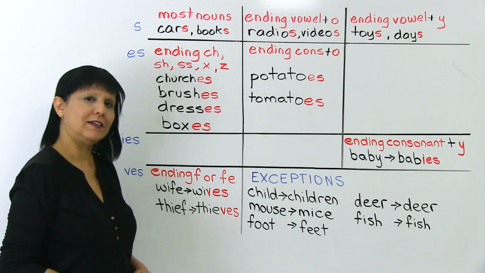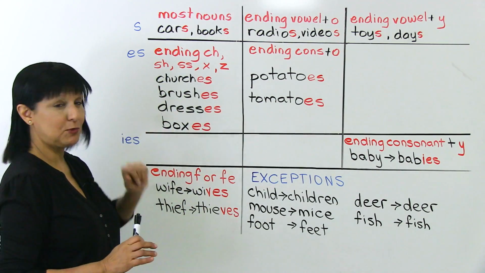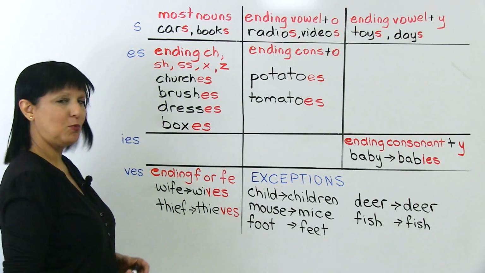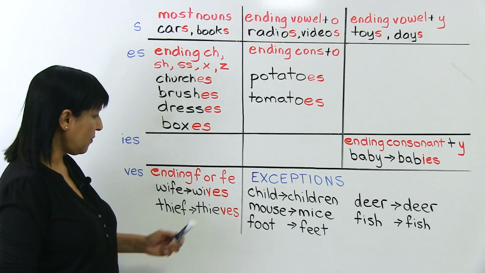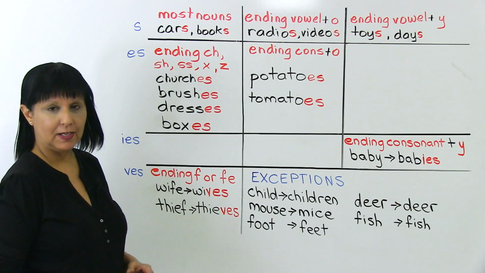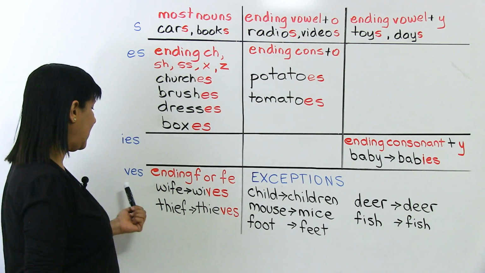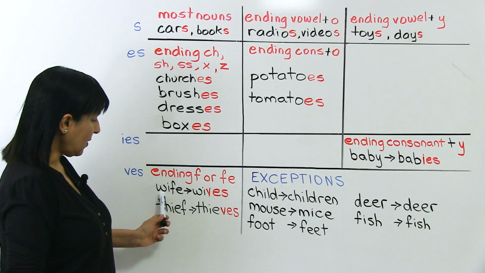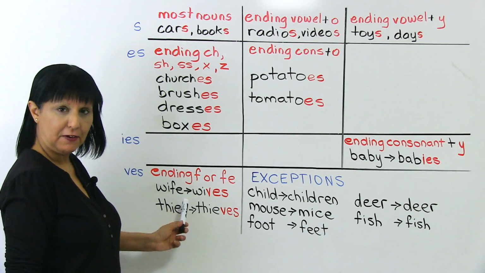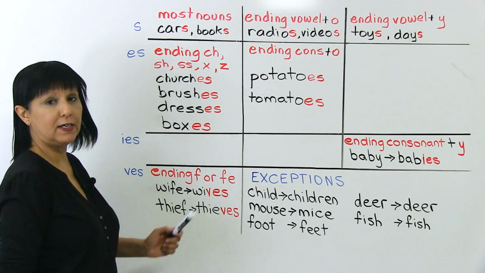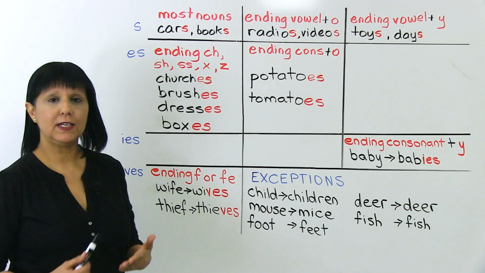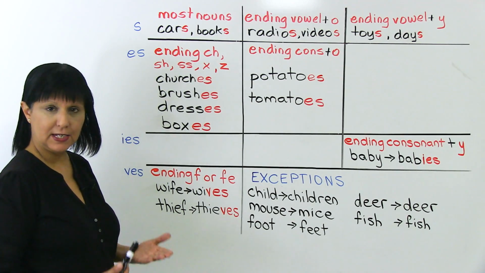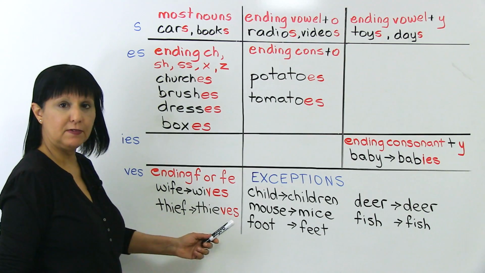All right, you're almost done with the exceptions here, okay? So there are some words that end with F or FE. And when that happens, you need to add VES. So look at this one. Wife, W-I-F-E, becomes wives, W-I-V-E-S. Or thief, which ends in an F, becomes thieves.